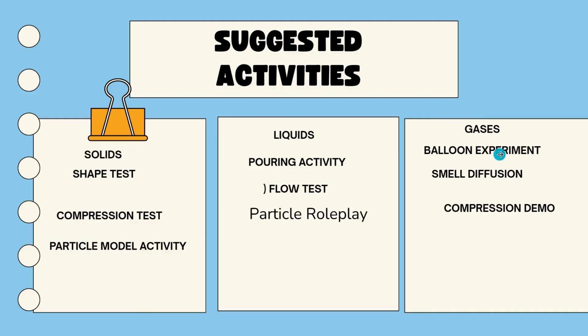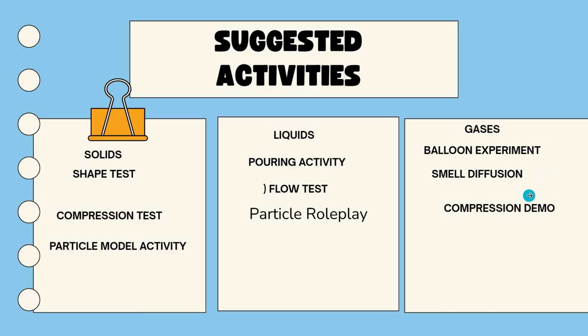Lastly, let us look at gases. In the properties, we said that gases have no fixed shape, no fixed volume. Particles are far apart and move freely and quickly. And also, we discussed that gases are easily compressed and spread out to fill space. We can try using a balloon experiment. When you blow air into a balloon, the gas expands to fill the available space.